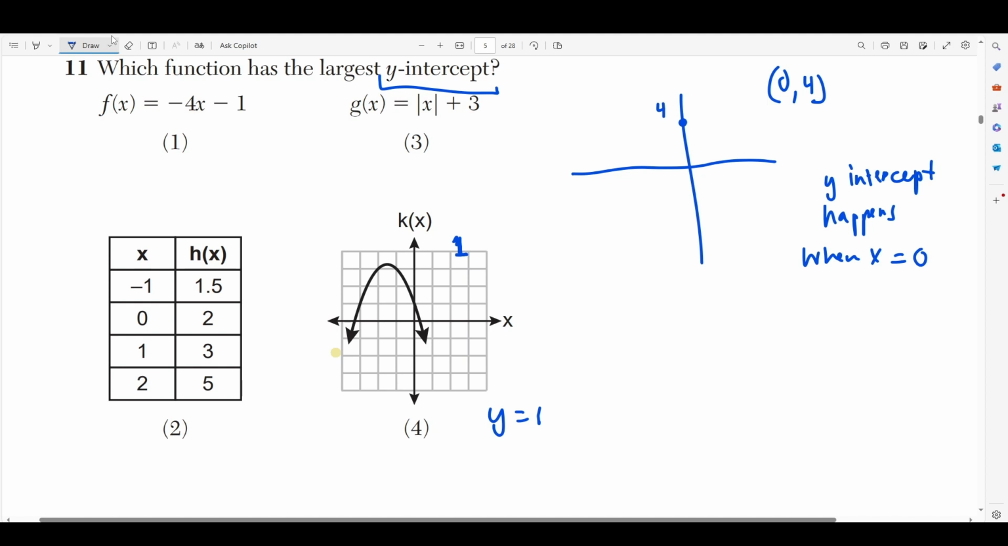And that allows us to read this table right here. When x is equal to 0, h of x is equal to 2. So the y-intercept here is going to be 2. Why? Because we said that the y-intercept happens when x is equal to 0. So when x is equal to 0, y is equal to 2.